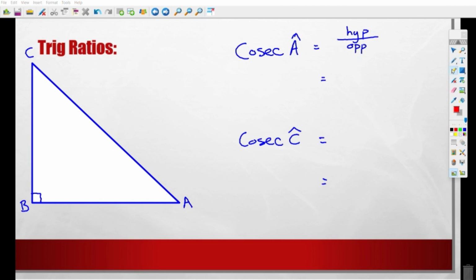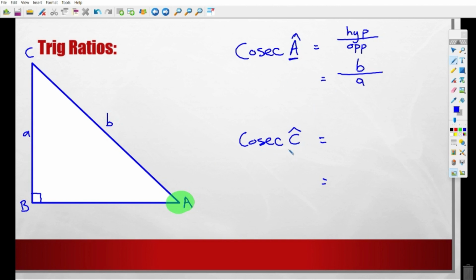So first I go to letter A, and we need to go to the hypotenuse and the opposite. Where's the hypotenuse? Always opposite the 90 degrees. So little b is the hypotenuse. And what is the opposite? The side opposite the angle I'm dealing with, which is this side over here, little a.